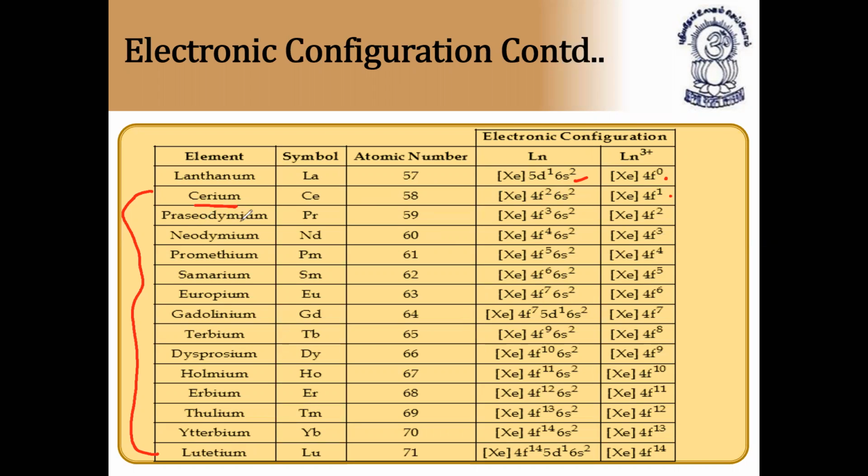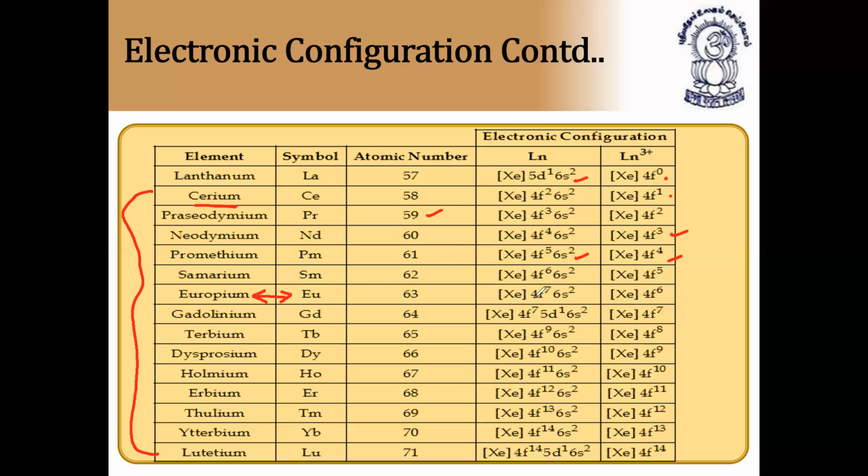Next, praseodymium. So these 4f and 5f series elements are very important. Praseodymium is atomic number 59, 4f3 6s2, and in plus 3 state it is 4f2. And promethium, that is 61, 4f5 6s2, and in plus 3 state it is 4f4. And samarium, 4f6 6s2, and in plus 3 state 4f5. Europium, here europium is important.